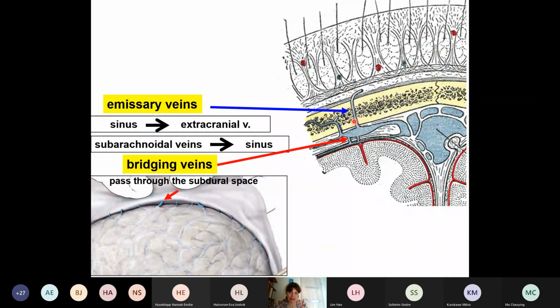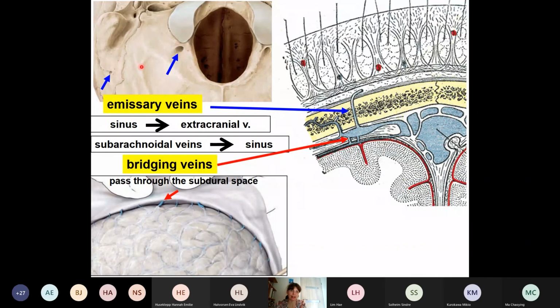Yes, the emissary veins are connections between the sinuses and the extracranial veins. So they pierce the bone, the cranial bone. We have lots of emissary veins. I will show you some examples right now. But if you remember, we have discussed some of this when we learned the skull. Yes, for example, you can see here the condylar foramen and mastoid foramen. These are also openings for these emissary veins.